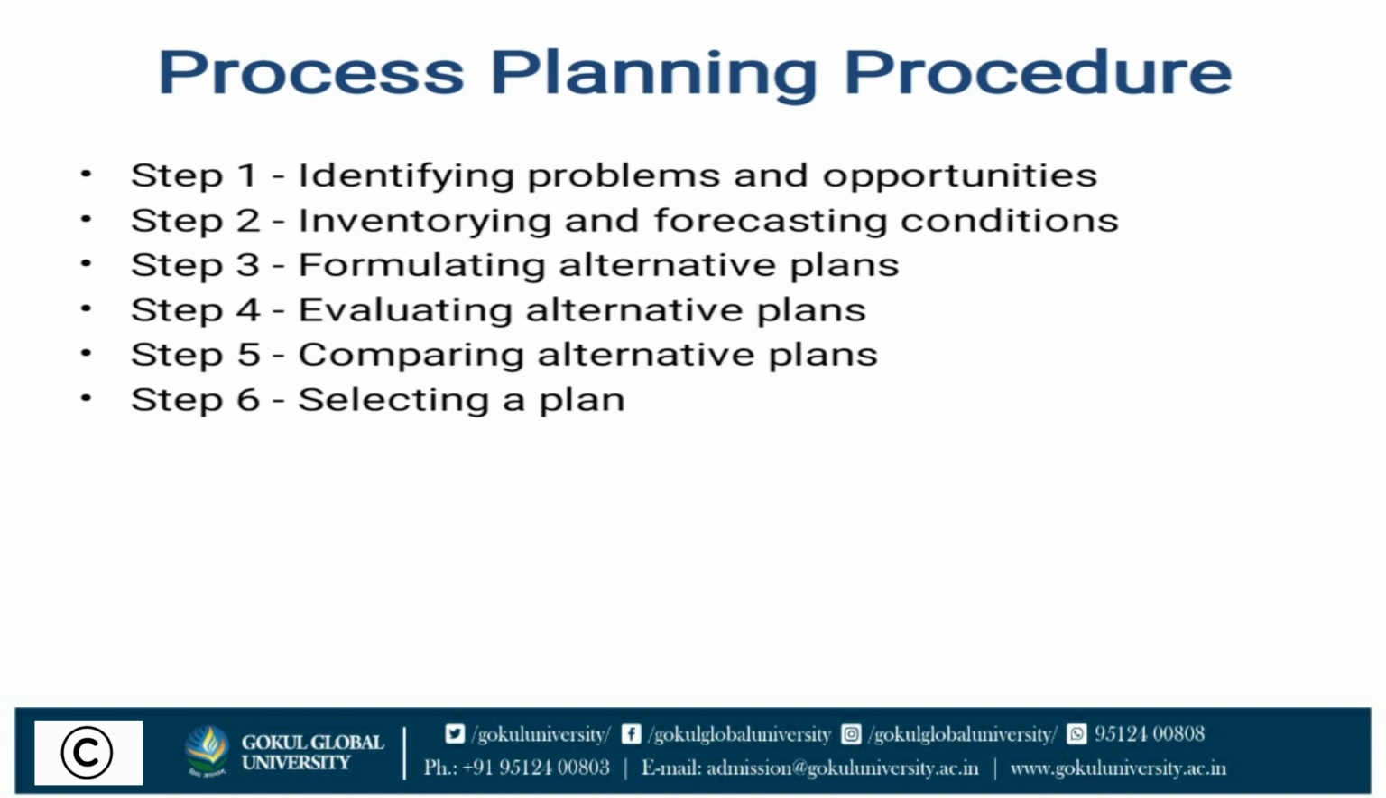The second one is inventorying the forecasted conditions. So our second step for the planning procedure is inventory and forecasting the conditions for which we have to produce or process the planned product. We have to inventory our forecasting conditions, meaning our future conditions. The next step is formulating alternative plans. The third step for the process planning procedure is formulating the alternative plan.